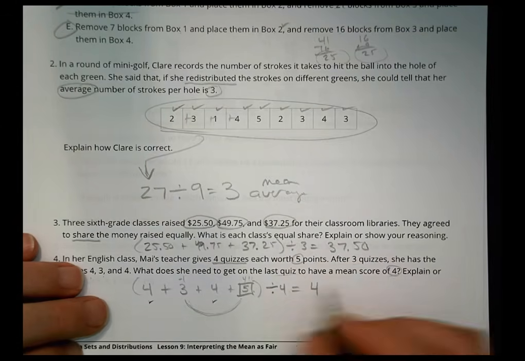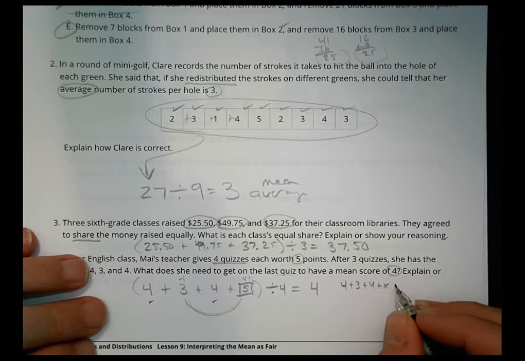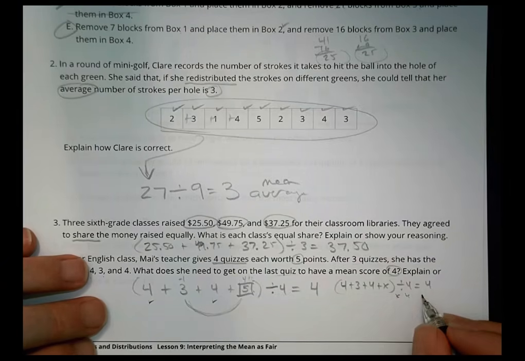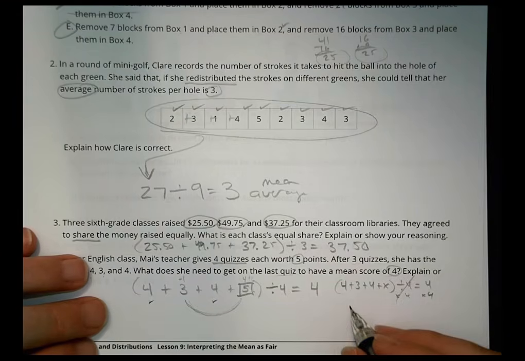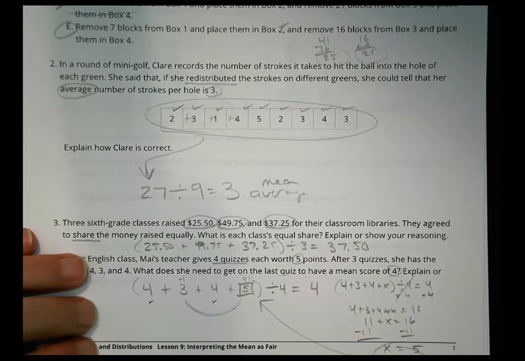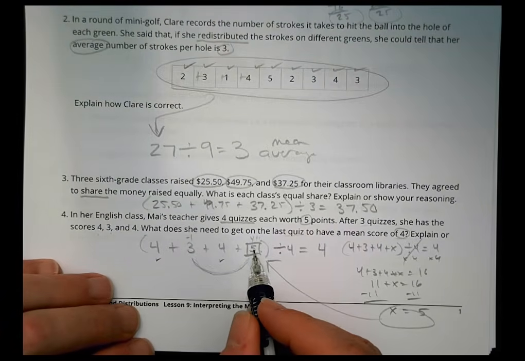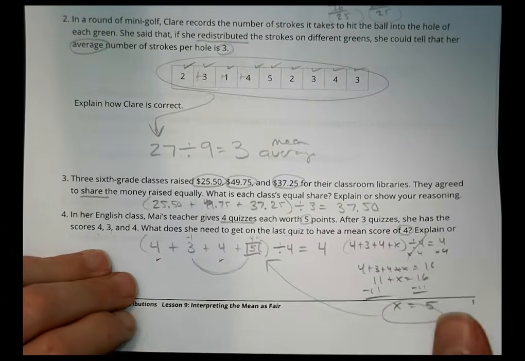Sure. I can think of it like an equation like this: 4 plus 3 plus 4 plus x, divided by 4, equals 4. If I multiply both sides by 4, then I have 4 plus 3 plus 4 plus x equals 16. 4 plus 3 plus 4 is 11, plus x equals 16. We subtract 11 from both sides, and x equals 5, which is what we have right there, and that makes sense. Because we lost a point on that second quiz, we need to get one more point in order to make it up to an average of 4.